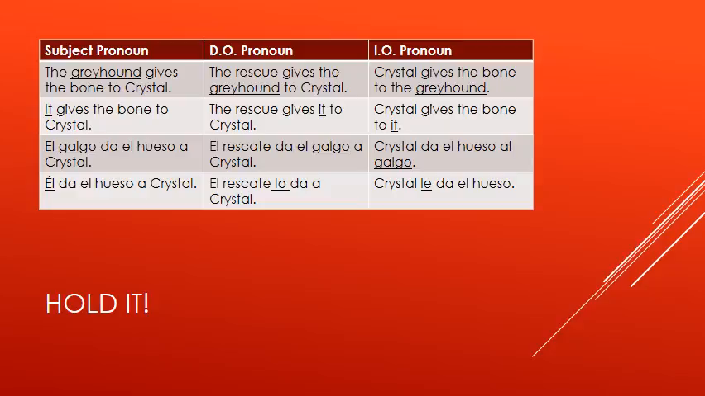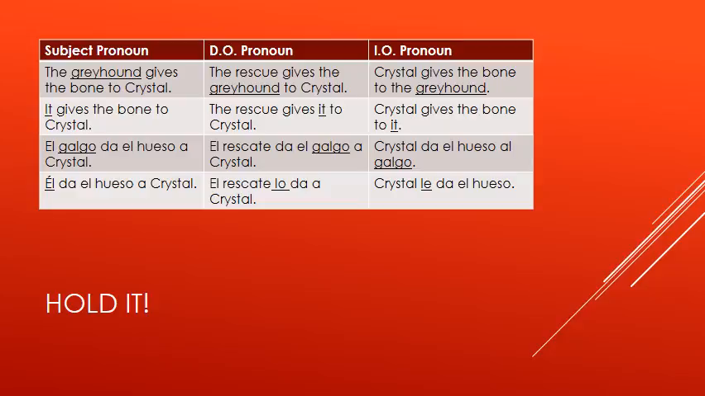The word for greyhound in Spanish, by the way, is galgo. Remember that, it's important. So we'll start with the subject pronoun. If in an English sentence, I had the greyhound gives the bone to Crystal, or in Spanish, el galgo da el hueso a Cristal, we want to change greyhound to it. So the English version, easy. Just take out greyhound, put in it. It gives the bone to Crystal. We know this because the greyhound is doing the giving. It's the subject pronoun. So because of that, we know in Spanish we have to replace it with the correct subject pronoun, which in this case is el because it's a masculine noun. So the Spanish version is el da el hueso a Cristal.